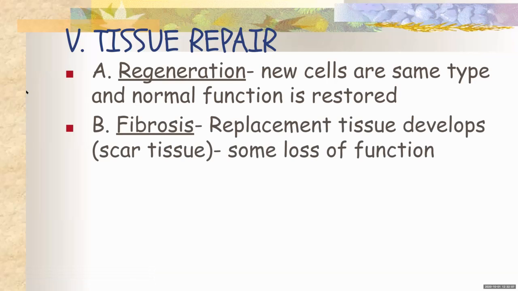There's another type of tissue regeneration, or tissue repair, that can take place. And this is known as fibrosis. Now, fibrosis occurs when the tissue is not able to completely build enough cells to fix the damage.